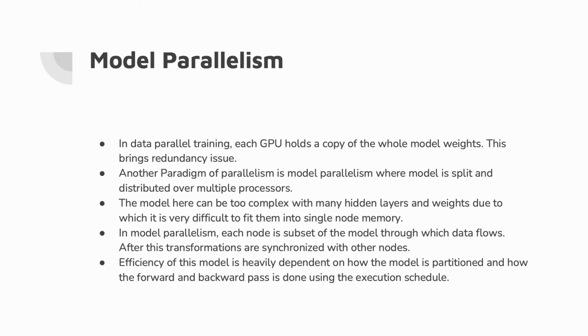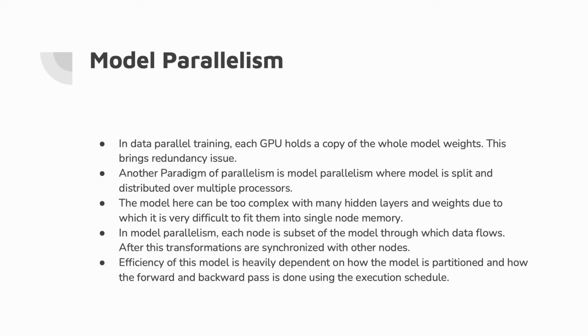Next, we will be talking about model parallelism. In data parallel training, each GPU holds a copy of the whole model weights. This brings a redundancy issue. So another paradigm of parallelism is model parallelism, where the model is split and distributed over multiple processors and not the data. The model here can be too complex with many hidden layers and weights, due to which it is very difficult to fit them into a single node memory.